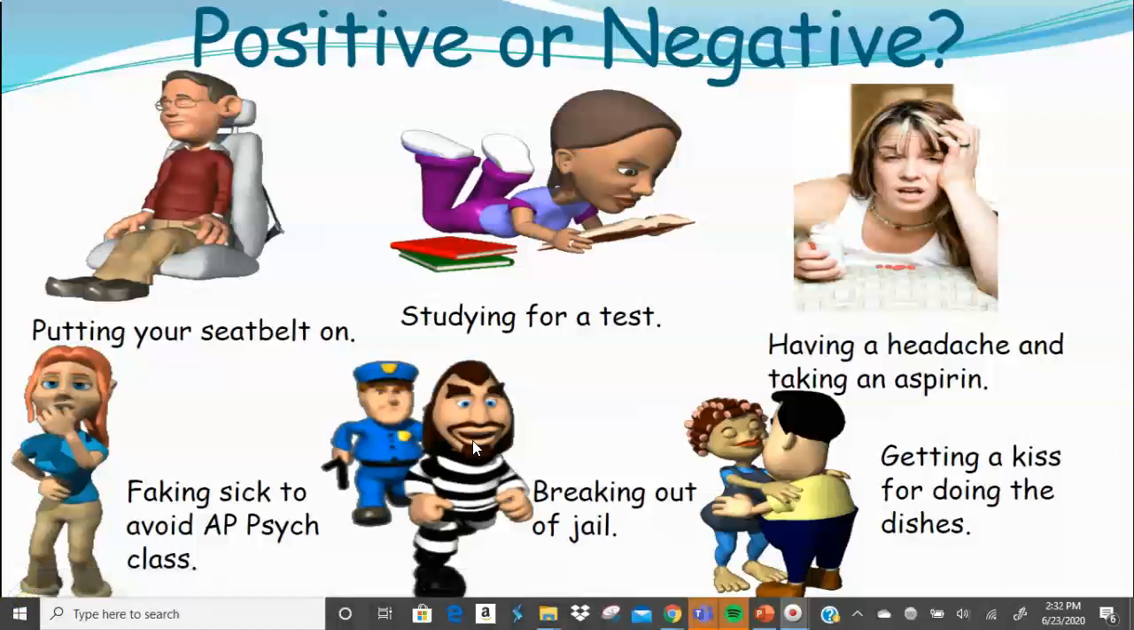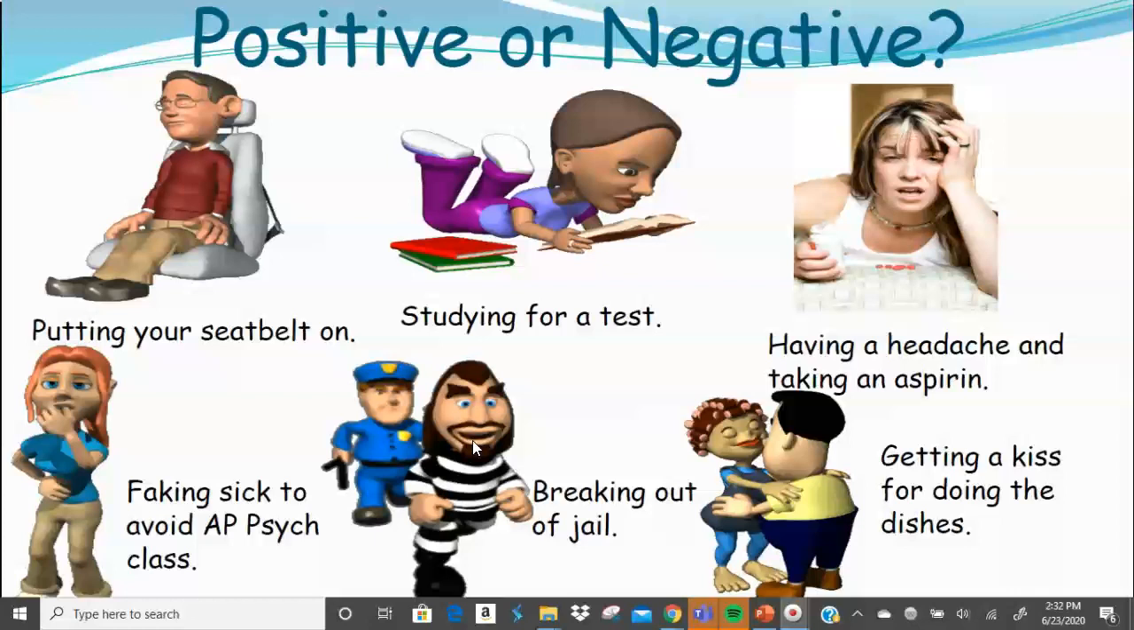So let's test your knowledge on positive or negative reinforcers. You get to guess which is a positive and which is negative. Okay, so I kind of already gave you the first answer: putting on your seatbelt. If you guessed negative reinforcer, you got it right, plus you cheated because we just said it. But how about studying for a test? Is that a positive or a negative? If you guessed positive, you are absolutely correct, because when you study, we give you good grades, right? And so that is a positive reinforcement.